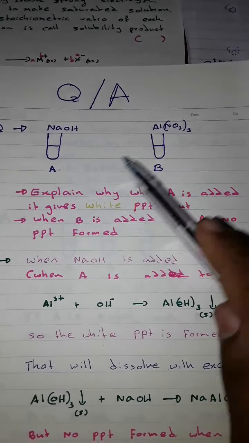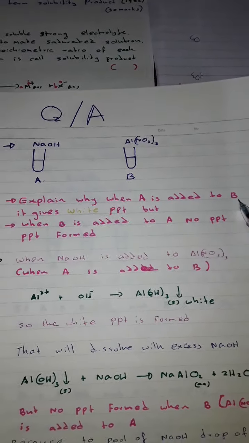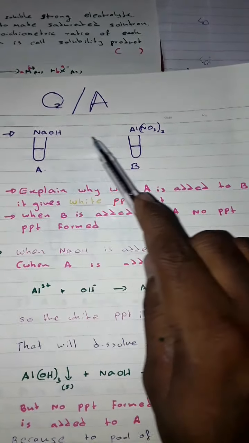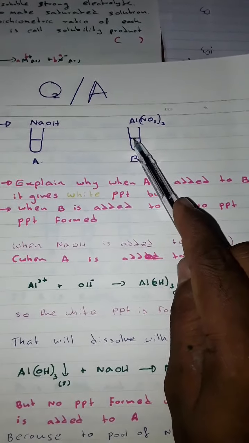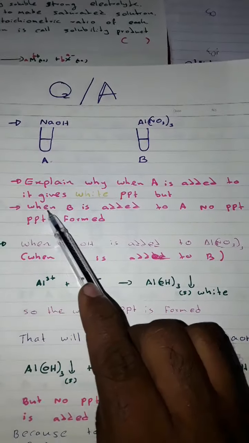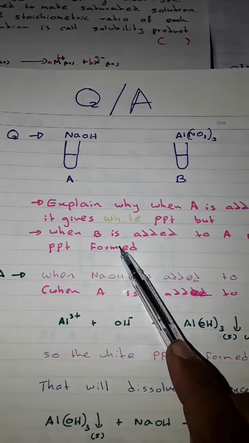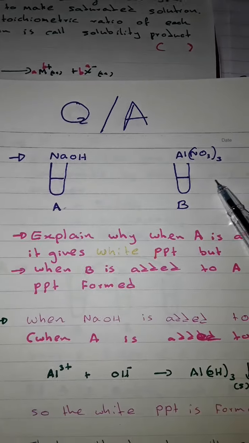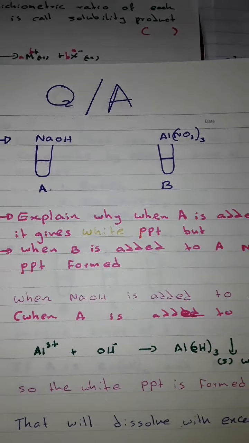Now the question is, when A is added to B, there is a white precipitate. Why is that? Explain why. When A is added to B, it gives a white precipitate. A drop of A is added to B, it gives a white precipitate. But when B is added to A, no precipitate is formed. I guess the question is clear to you all. Our question is, when A is added to B, it gives a white precipitate, but when B is added to A, it is not giving a white precipitate.